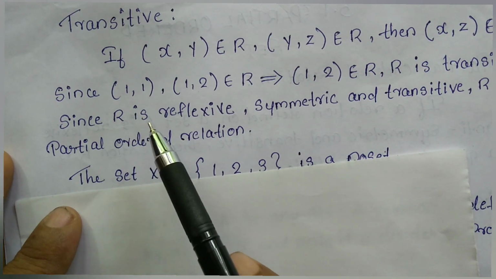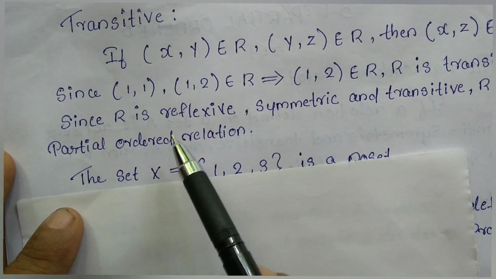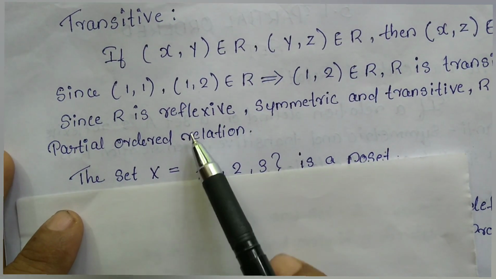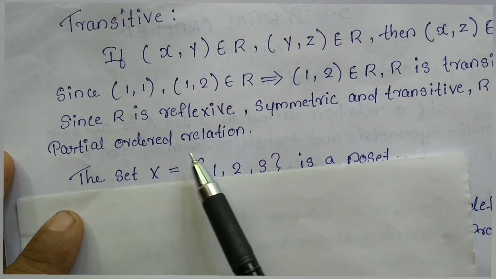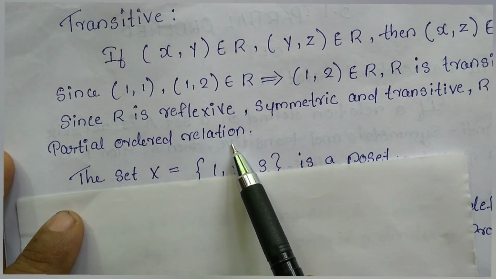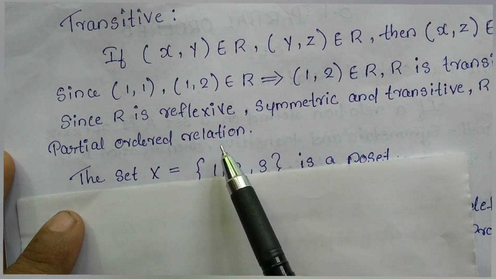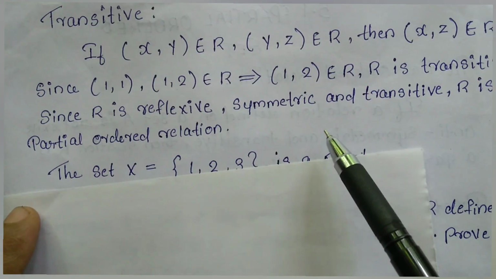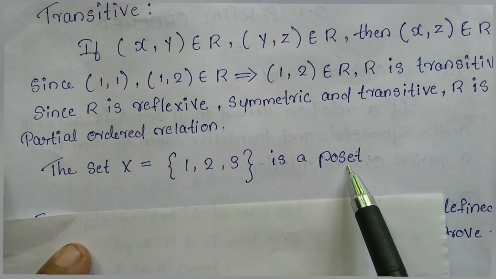Then what? First we proved it is reflexive, then it is antisymmetric, and now it is transitive. Therefore, R is a partially ordered relation. Since X satisfies a partially ordered relation R, the given set is a partially ordered set.